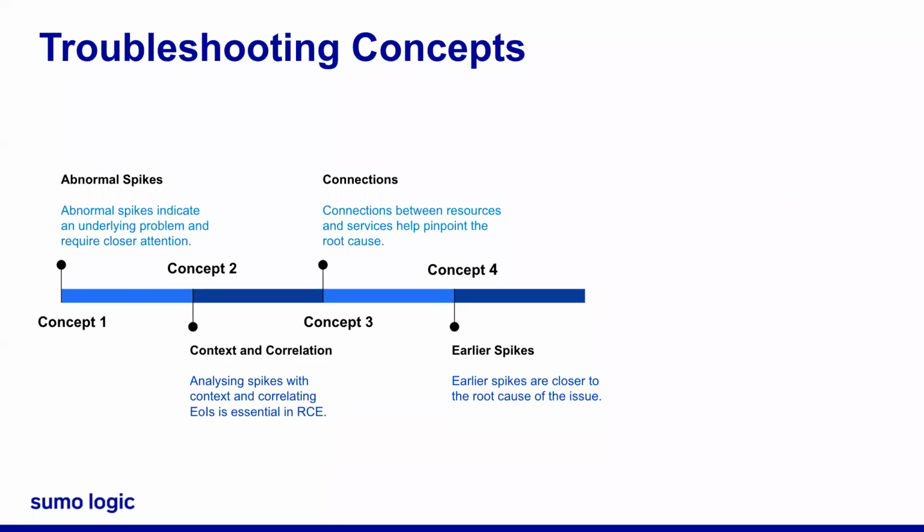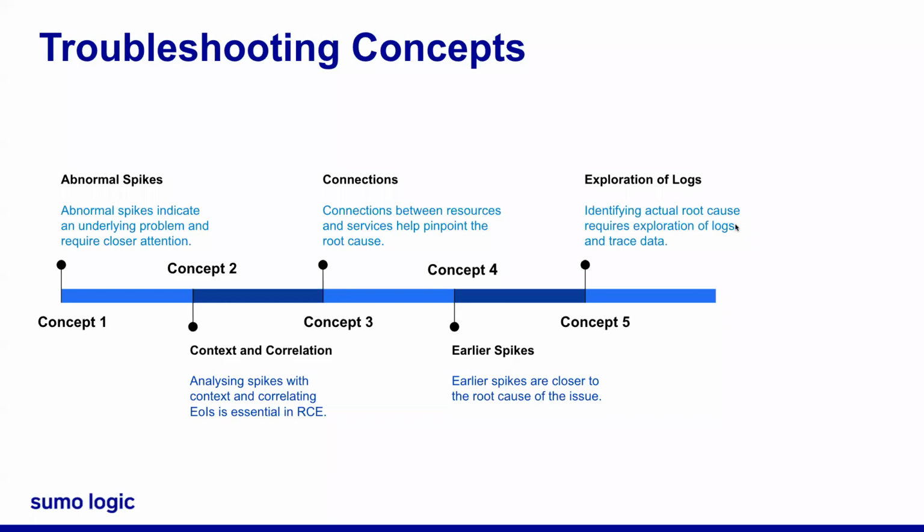A few more concepts here. Two more. The fifth one is around the exploration of log and trace data. So identifying actual root cause requires exactly that, exploration of log and trace data. You need to drill down to the event logs and trace the actual root cause based on the previous analysis to pinpoint the actual root cause.